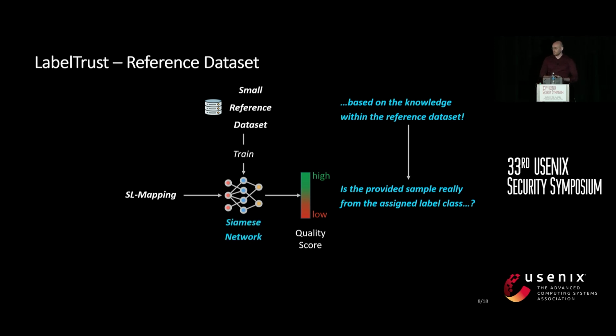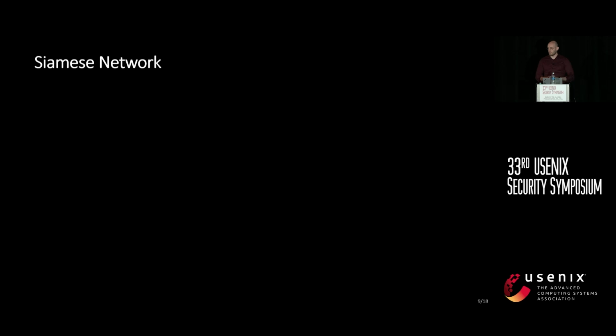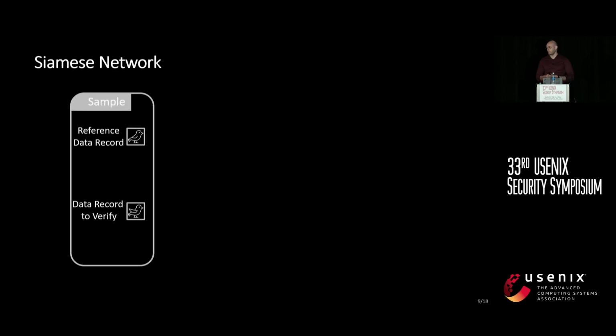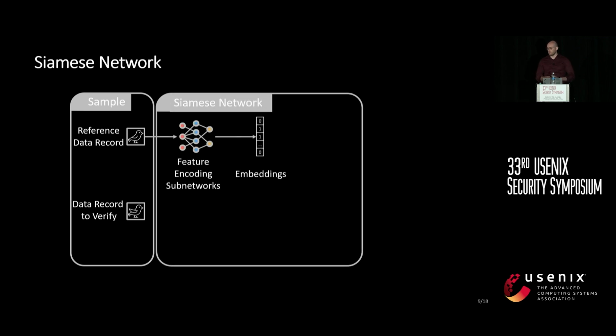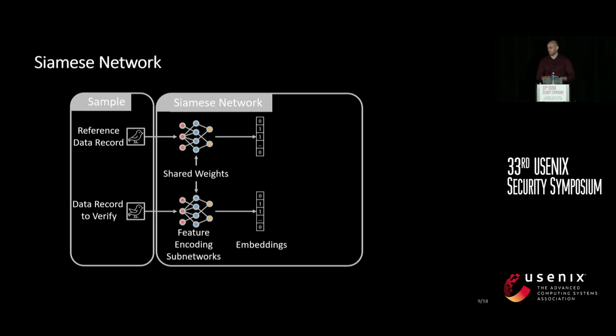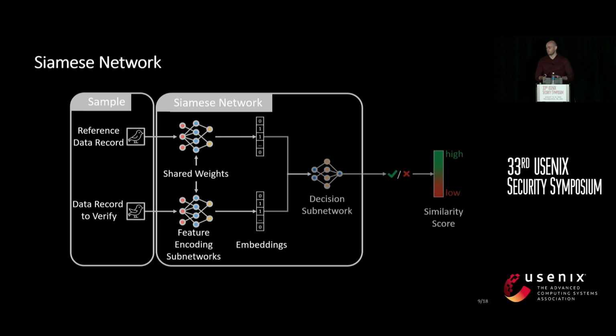As a model architecture, we use Siamese networks here. In a Siamese network, you can have a sample which consists of two data records, for example, two images. First, you feed the first sample into a feature encoding subnetwork to create an embedding. Then you do the same with the second sample, using the same feature encoding subnetwork. Those two embeddings can then be compared by a decision network, essentially yielding a score or some similarity measure.